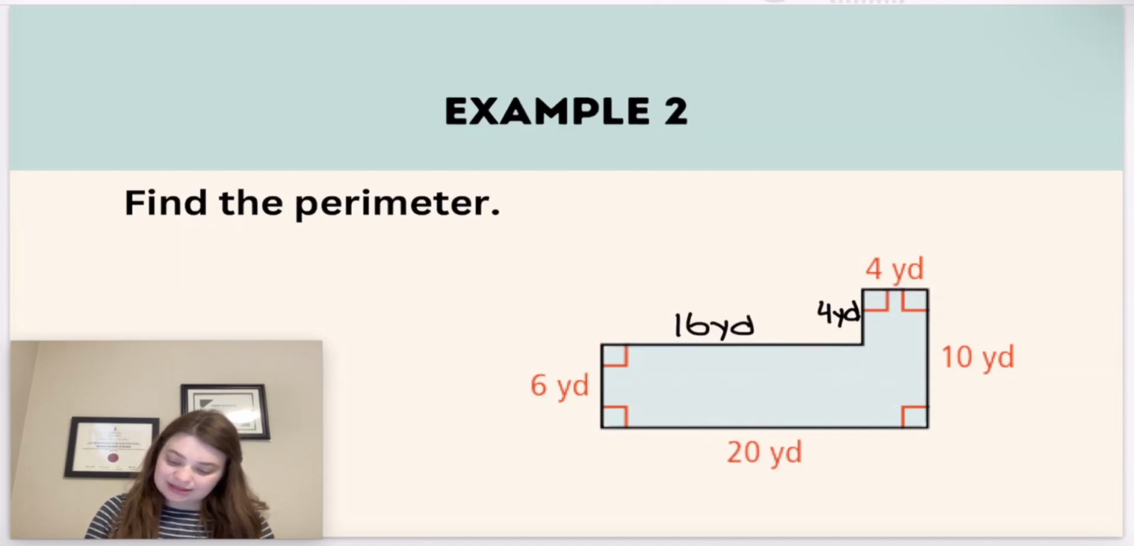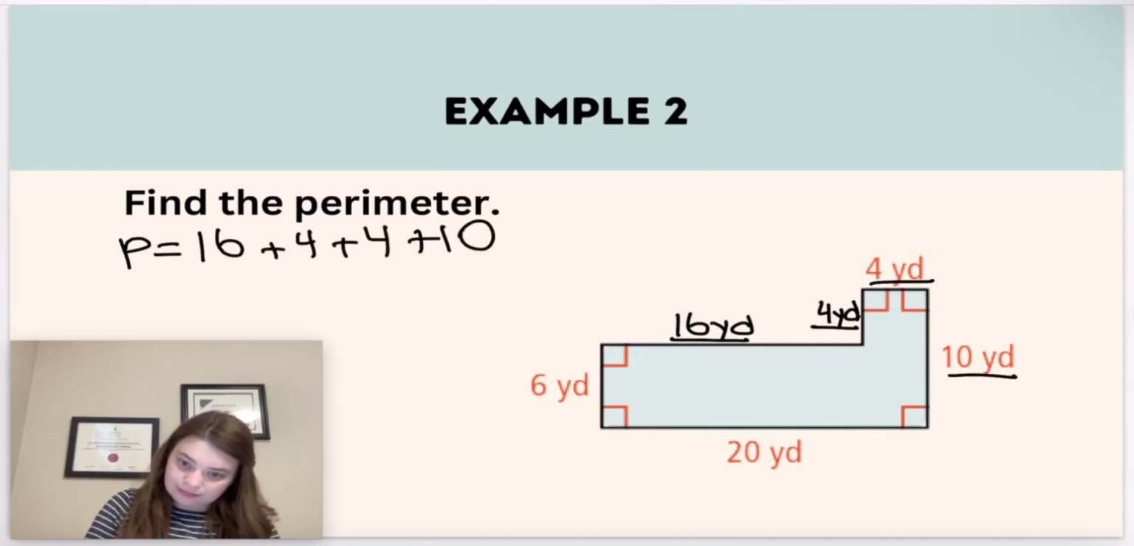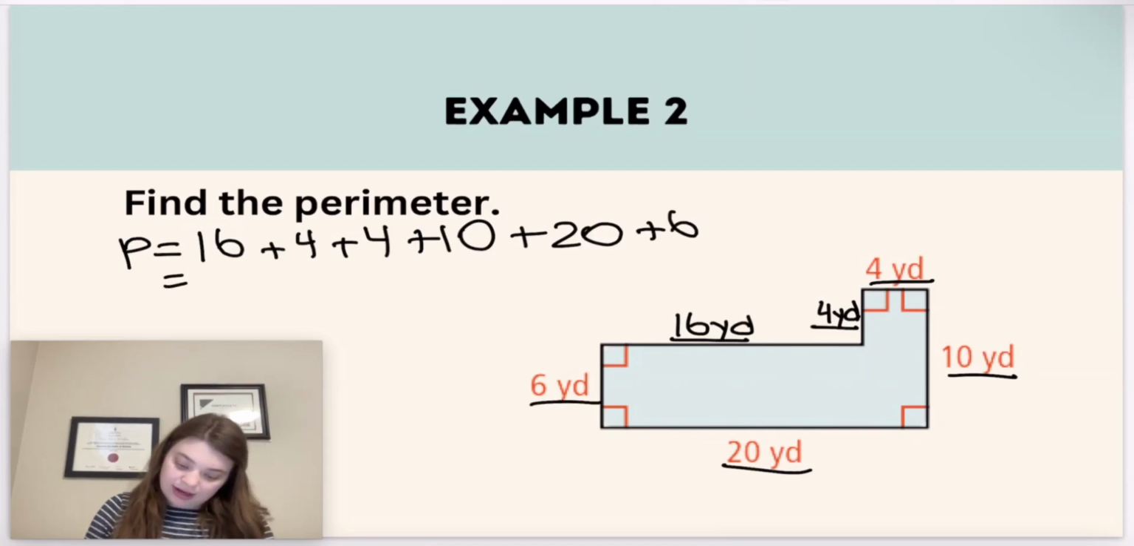Now that we found the missing side lengths, we can add everything up in order to get the perimeter. So perimeter is going to be 16 plus 4 plus 4 again plus 10 plus 20 plus 6.